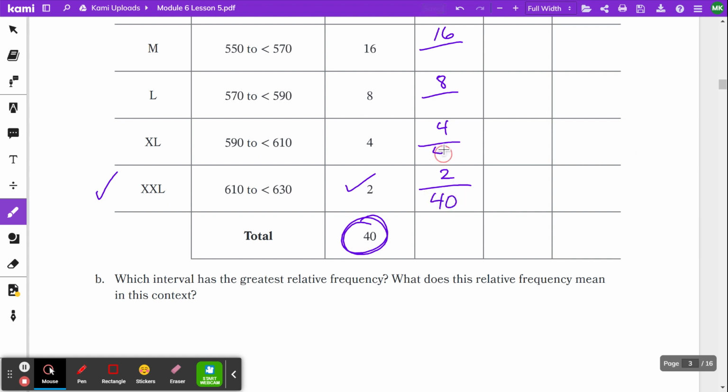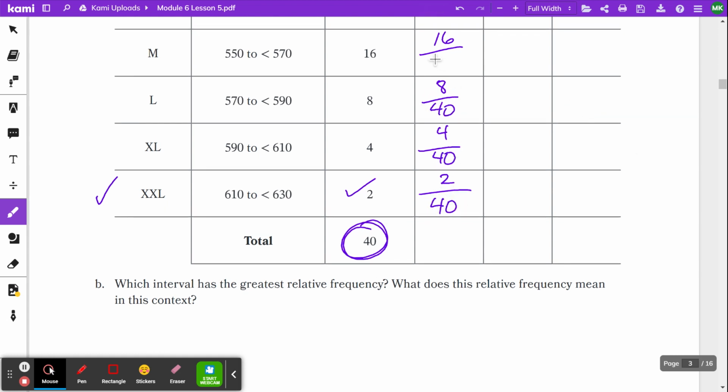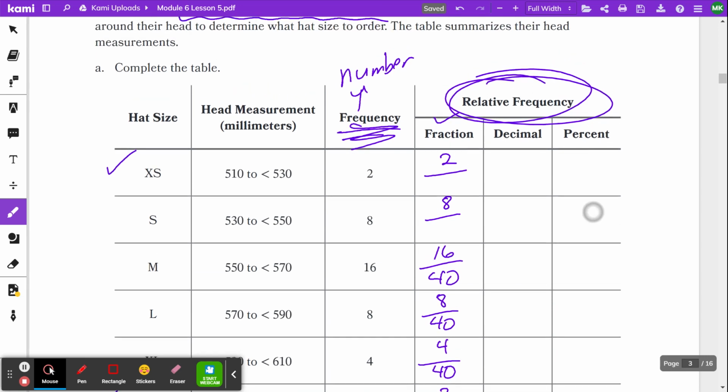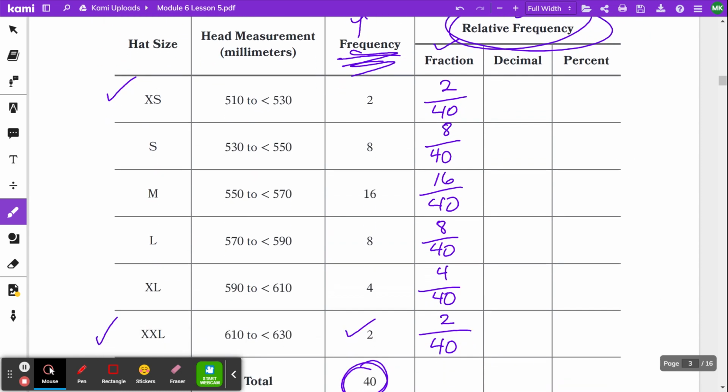Now, everything is out of that 40, and that is our relative frequency fraction. So your relative frequency is your frequency out of a total. Now they want you to convert to a decimal and then, of course, to a percent, which is fine. If I want a percent, I want some value out of 100, that would be ideal. Maybe I drop this down to 1 over 20 by dividing both by 2.